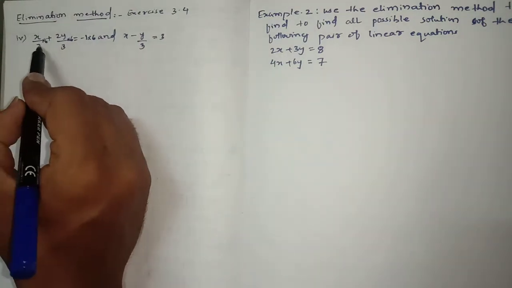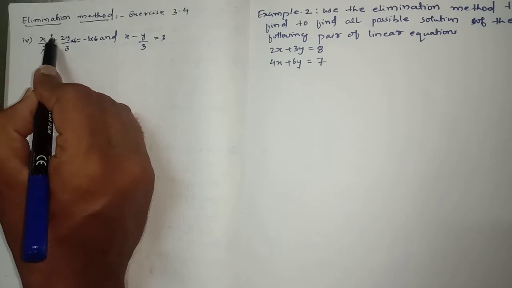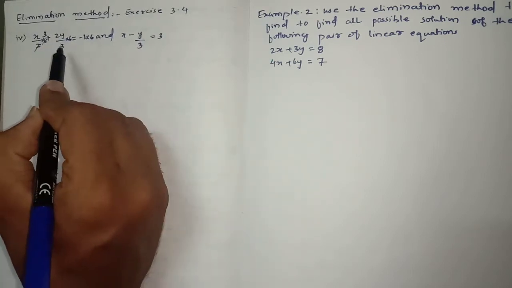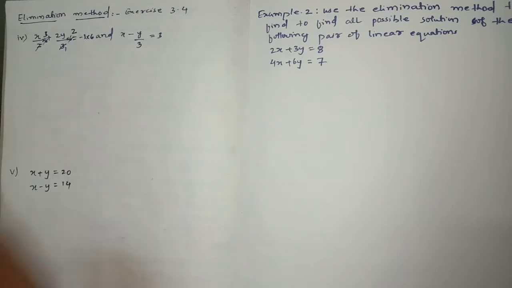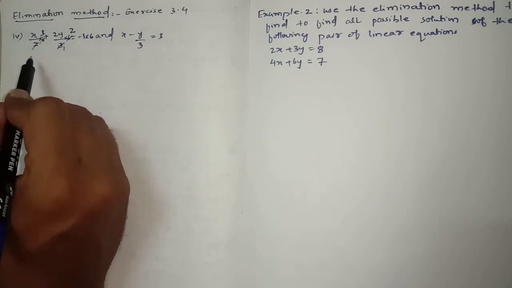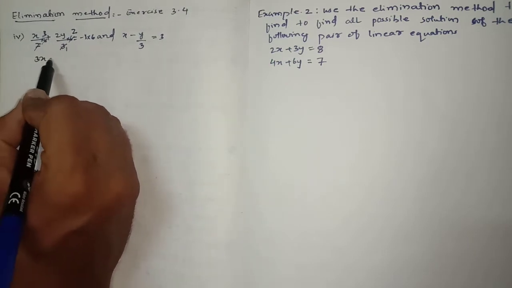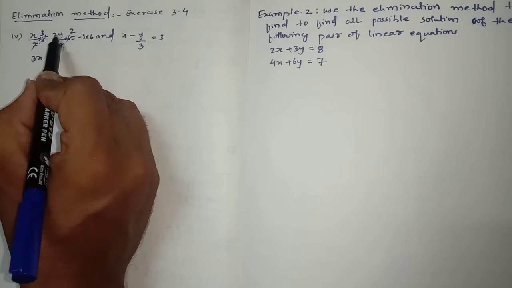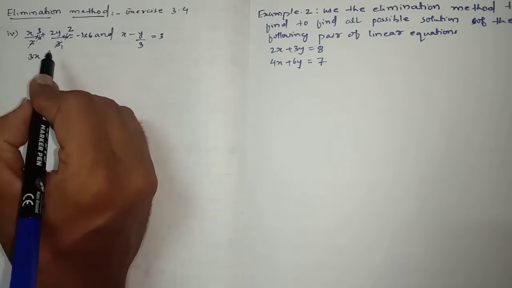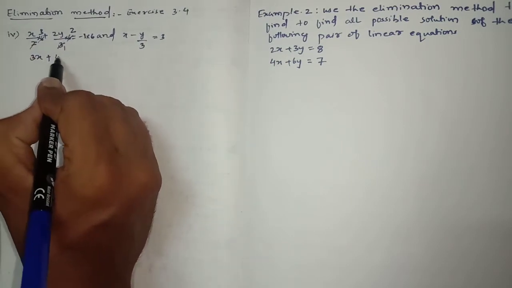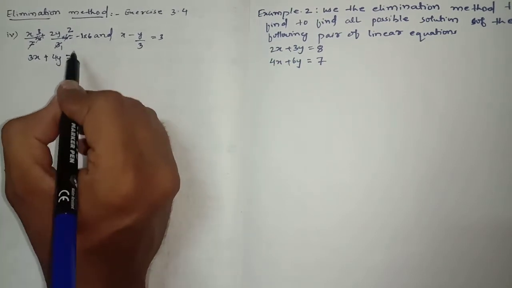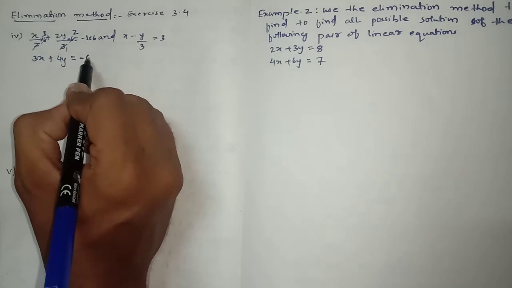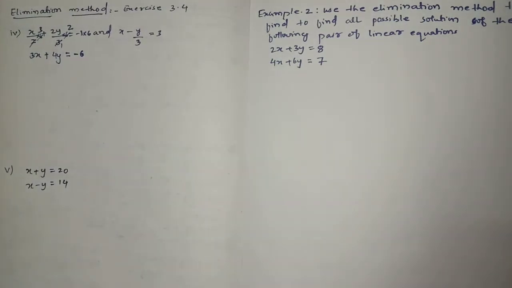Here 2 ones are 2, 3 twos are 6, and here 3 ones are 3, 2 threes are 6. So what will remain? 3 into x, 3x, plus 2 into 2 is 4, so it will be 4y is equal to minus 1 into 6 is minus 6.